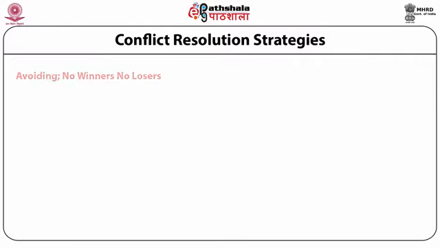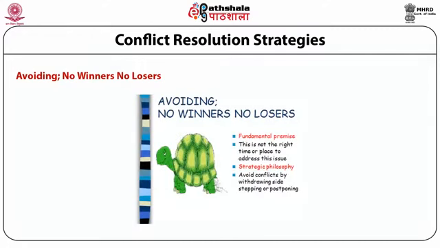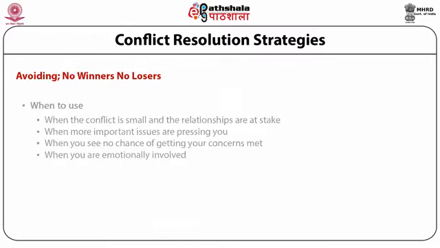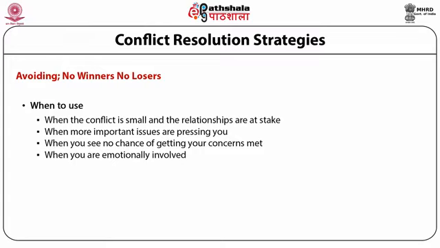Sixth one is avoiding. No winner, no loser. Fundamental premise. This is not the right time or place to address the issue. Strategic philosophy. Avoid conflicts by withdrawing, sidestepping, or postponing. When to use? When the conflict is small and the relationships are at stake.